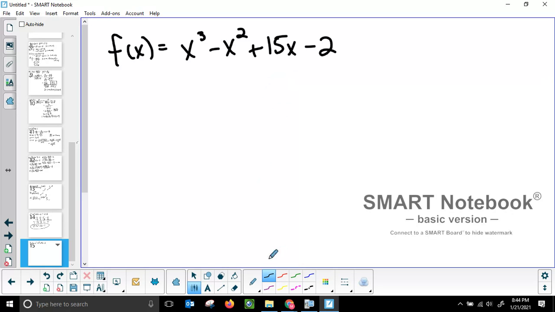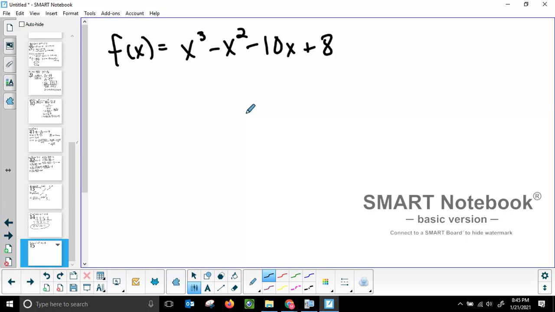Oh no, I totally started going to the problem above, so I messed that up. X cubed minus x squared... Whoa, we need a bigger one than that. X cubed minus x squared minus 10x plus 8.